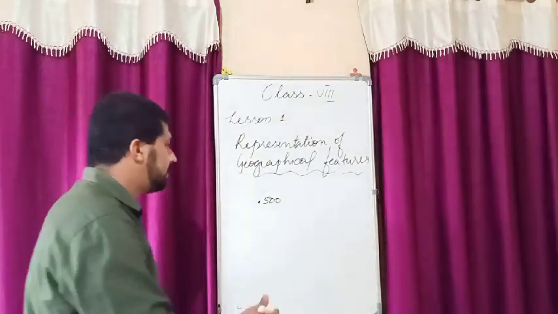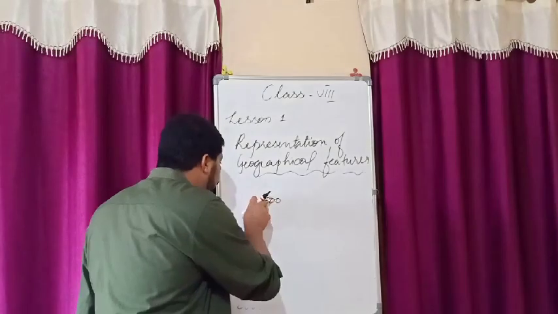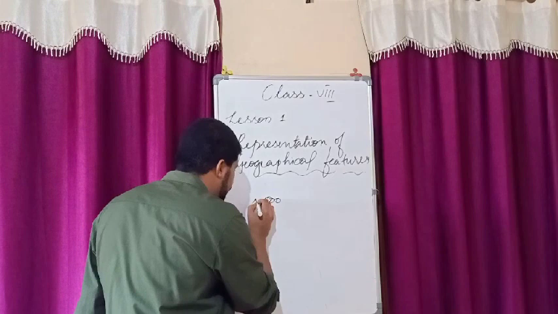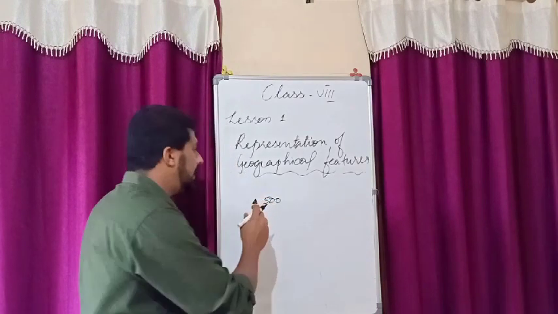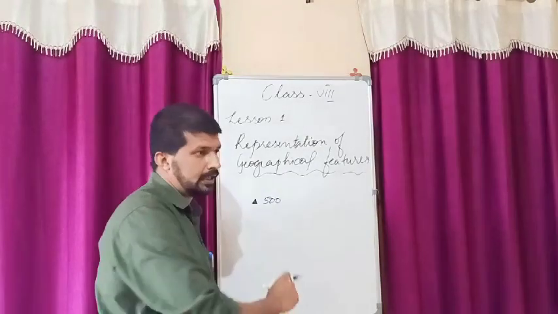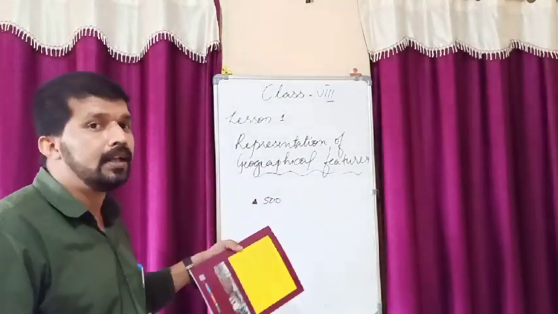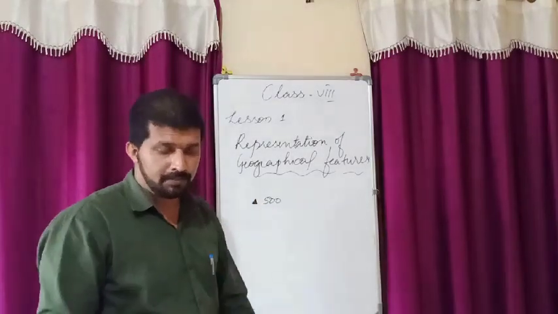Then the next method is the triangulation method. In the triangulation method, a small triangle is used for representing the altitude of that hill of that area, and the number is written. This is known as the triangulation method. The height of a hill is calculated by using the trigonometrical method.